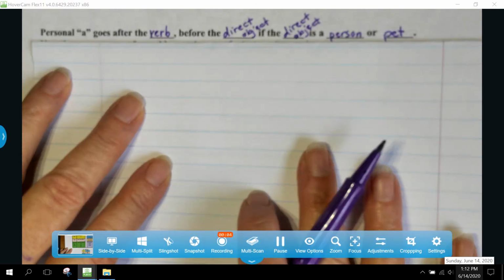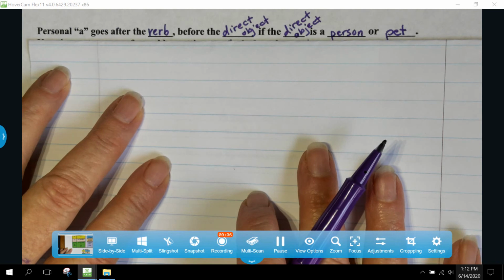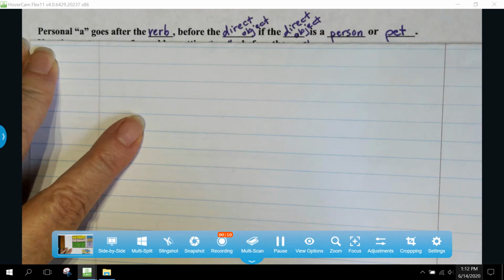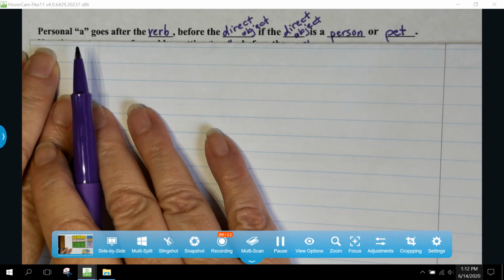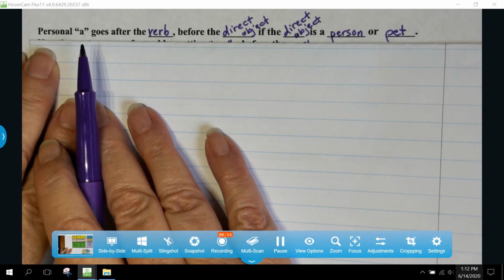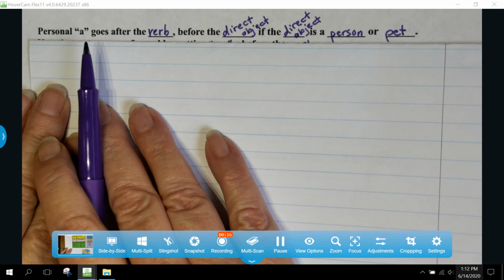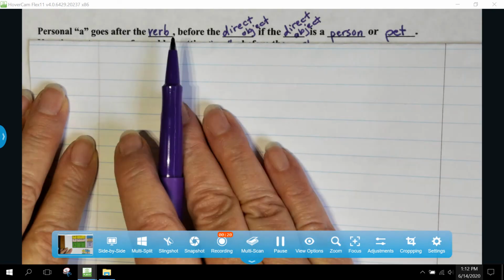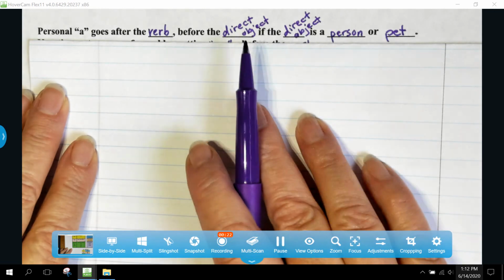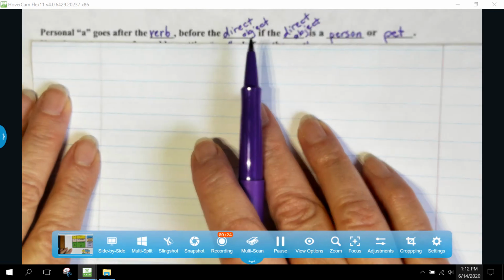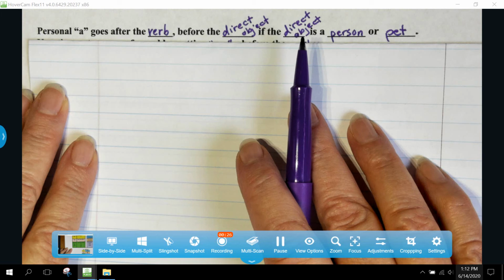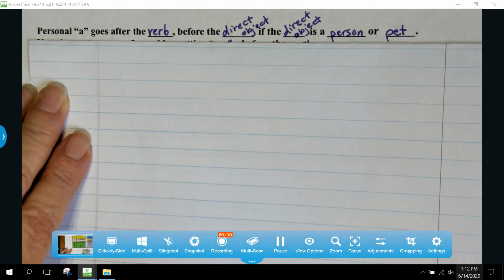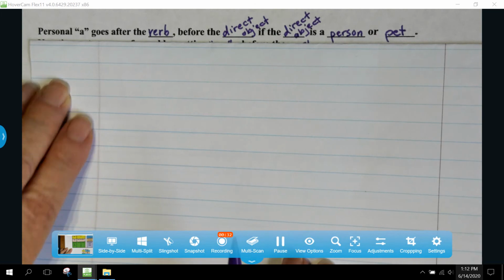This is translating fairly simple sentences, Spanish 1. The first thing we're going to look at is what's called a personal a. It does not exist in English. So, at the top of your sheet, you have a fill in the blank. Personal a goes after the verb before the direct object. Sorry, I didn't have enough space. You can write down DO if you like, if the direct object is a person or a pet. And we're going to apply that, so hang tight if that looks confusing.